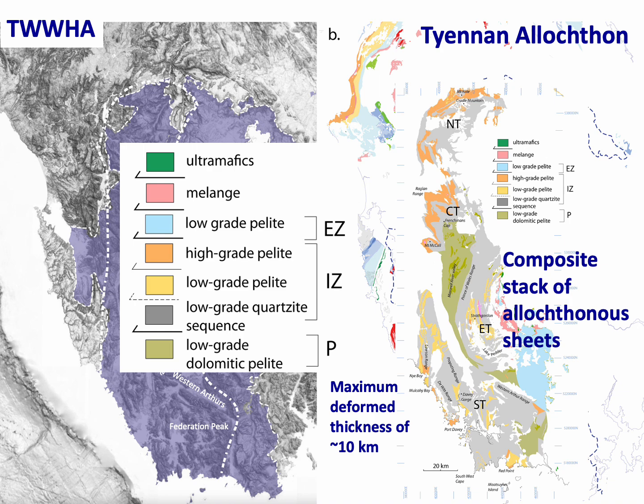Below the quartzite sits the parautochthon, shown by the khaki unit. This is the lowest structural unit in the crustal stack. Overlying the allochthon is the ophiolite sheet, consisting of the ultramafic, shown in green, and oceanic melange, shown in pink, and the low-grade sheet or part parautochthon, shown in light blue.